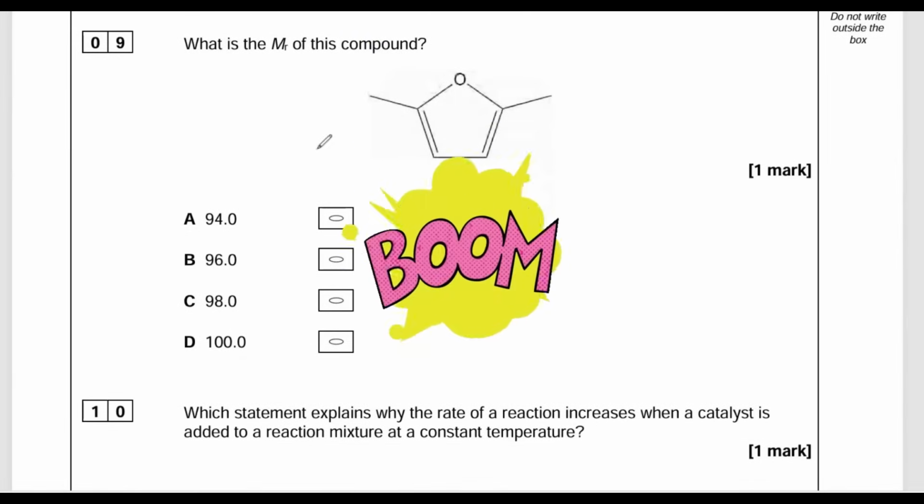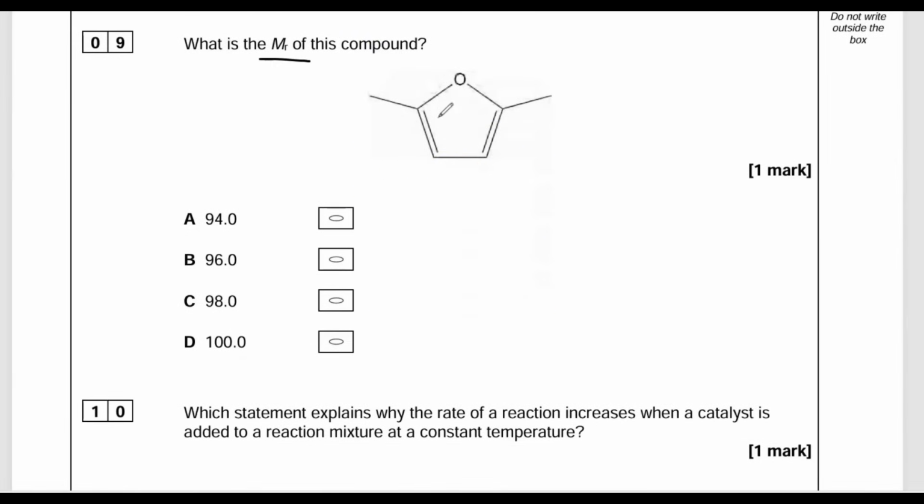What is the MR of this compound? Question 9. Pause the video, have a go. Okay, it's a skeletal formula. I'm going to turn it to displayed. So put my methyl groups at the end of those lines, put carbons wherever there's a point on this kind of formula, and then write in the hydrogen atoms. Make sure you've only got 4 lines around each carbon.